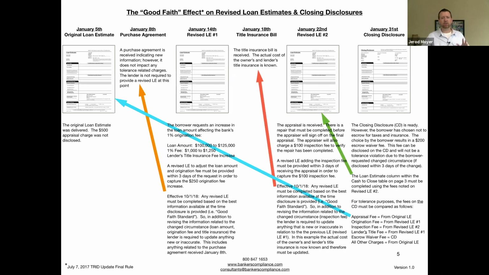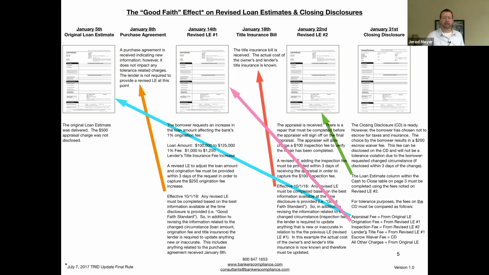Now, the next item, for tolerance purposes, we're going to be comparing our closing disclosure numbers back to a number of different disclosures, loan estimates, and even closing disclosures for that matter. This is where it gets complicated. The appraisal fee, it's actually going to show up on our closing disclosure, and we're going to do it in the paid by others column. Okay, you're going to compare it back to the original loan estimate, and that's why you're doing the paid by others column. You can't pass it on to the borrower because you failed to disclose it. The paid by others column is your cure to that tolerance error. Okay, that's why you're going to disclose it there.